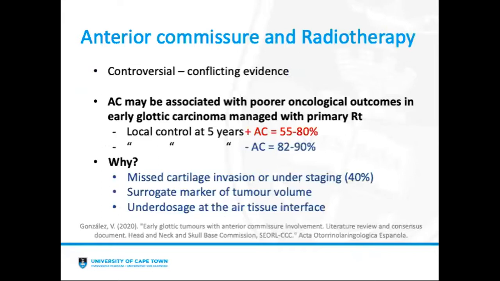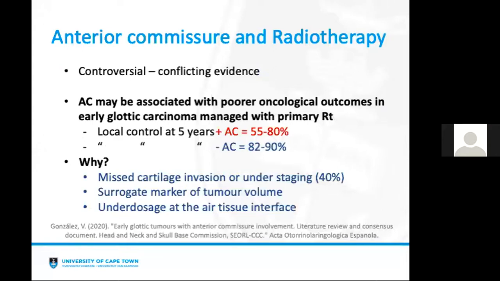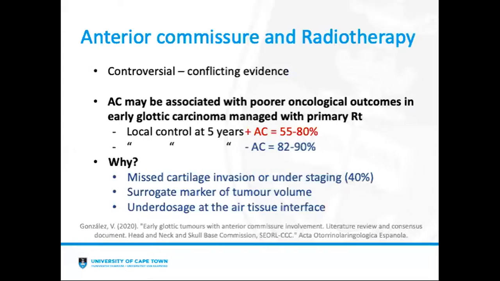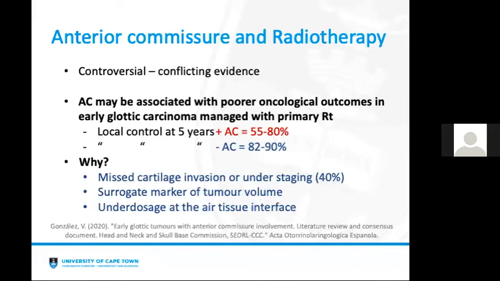So based on the challenges illustrated in the previous slides in terms of surgery, should we rather than just submit patients with anterior commissure involvement to radiotherapy? This again is a point of controversy, with several publications suggesting that the anterior commissure is associated with a poorer response to radiotherapy. A meta-analysis of the local control rate of early stage laryngeal carcinoma managed with radiotherapy revealed inferior control rates with involvement of the anterior commissure at between 55 to 80% versus 82 to 90% in early disease where the anterior commissure was not involved.